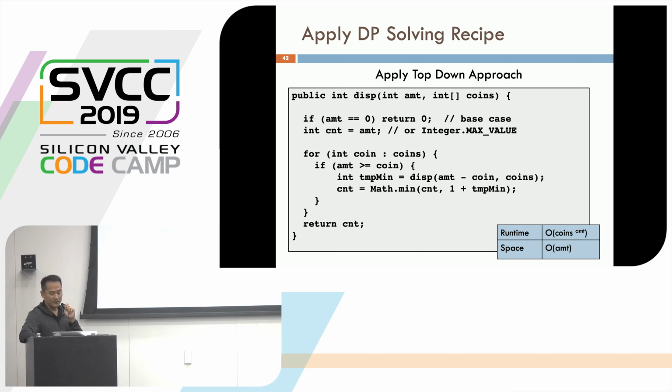So the runtime is coins to the amount, right? The branching factor to the depth of the tree. And the space is the depth of the tree, which is the amount.